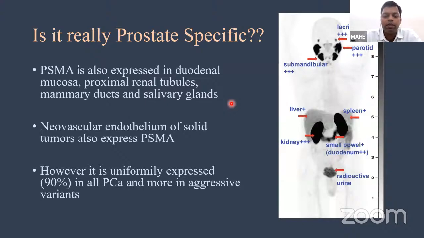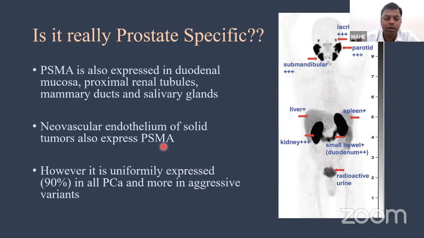So let me clarify, this is a myth, that PSMA is very specific for prostate cancer and is not taken up by any other cells or any other disease. It is not 100% specific. It is also expressed in duodenal mucosa, proximal renal tubular cells, mammary ducts, and salivary glands. Any glandular tissue in the body, for that matter, takes up PSMA. Neovascular endothelial cells of all the solid tumors also express PSMA.